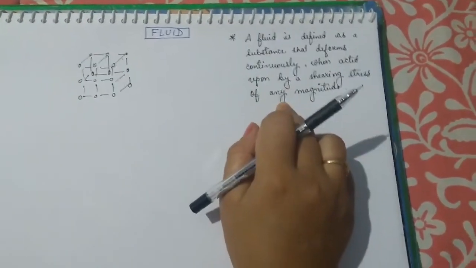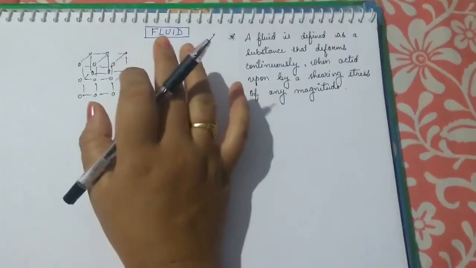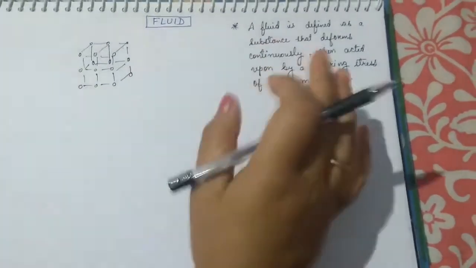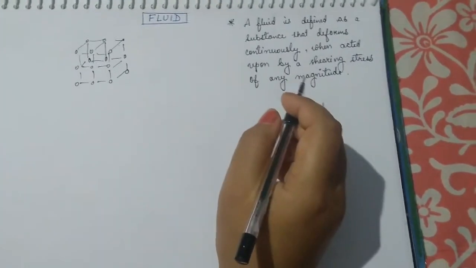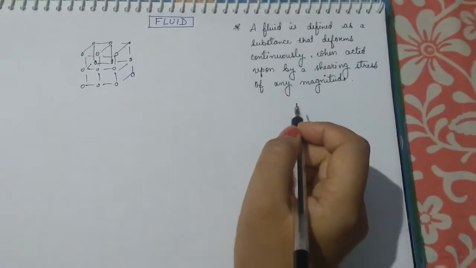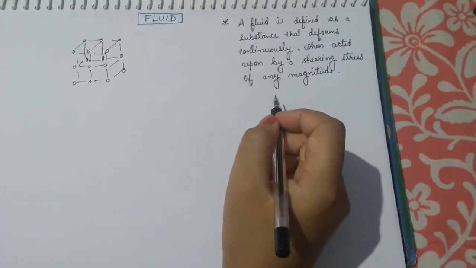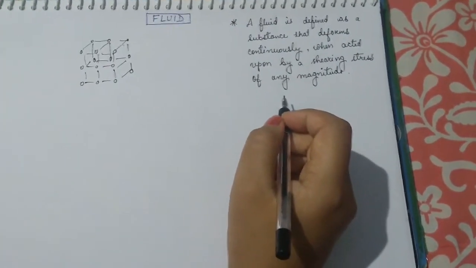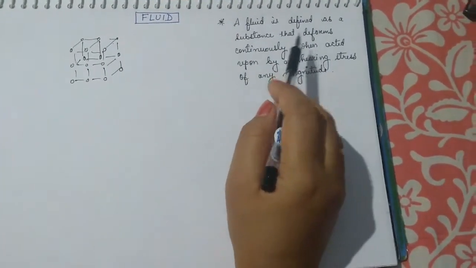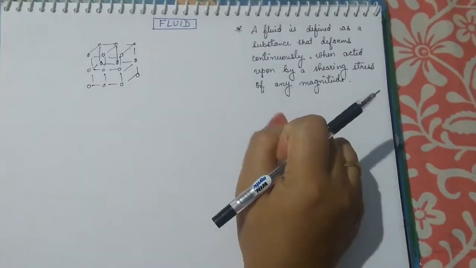But in case of fluid, the intermolecular force that is holding the molecules is not that strong. So you know that you can give any shape to a liquid, isn't it? Any kind of pot or vessel you have, you can put the liquid into it. That means you can deform the liquid to any shape continuously whenever you apply a deforming force or deforming stress. So that is why a fluid is defined as a substance that deforms continuously when acted upon by shearing stress of any magnitude.